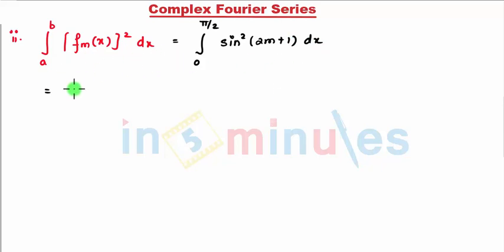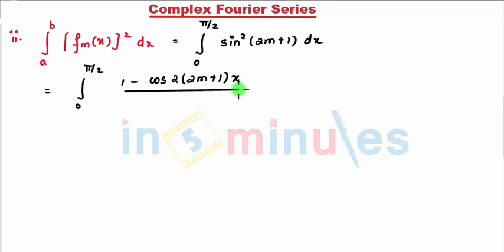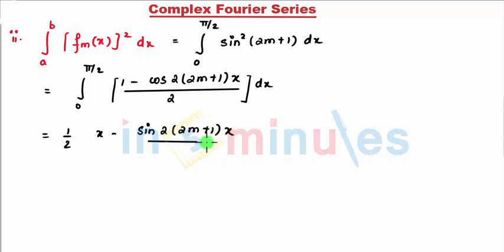Now, from 0 to pi by 2, sine square theta is nothing but (1 minus cos of 2 into (2m plus 1) into x) divided by 2 dx. So which comes 1 by 2, the integration of 1 is x, minus the integration of cos, which comes to be sine of (2m plus 1) into x divided by 2 into (2m plus 1), from 0 to pi by 2.